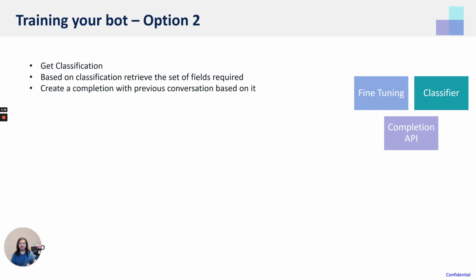For option 2, again, we're going to get the classification, and based on that classification, we'll have in some database what each type maps to in terms of form fields. And then we're going to create a completion with previous conversations and start answering. Because this is a little bit more complex, I'm going to actually go and show a demo.